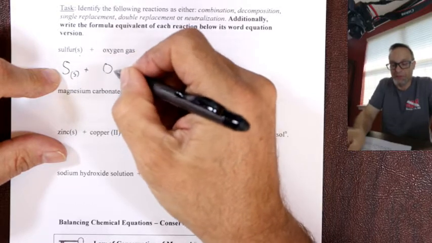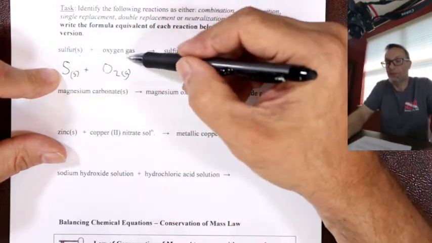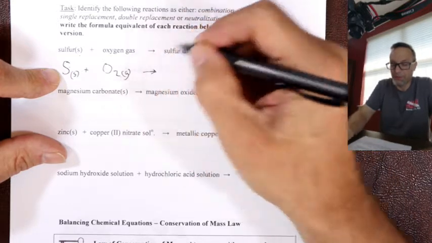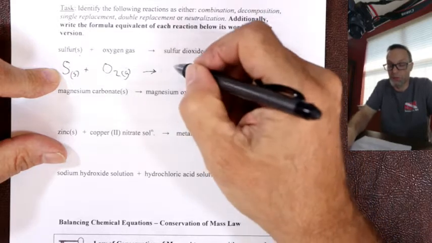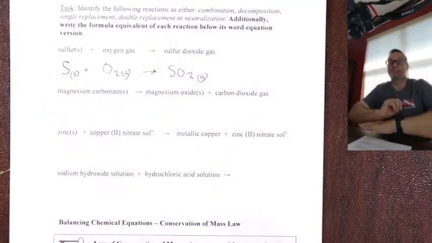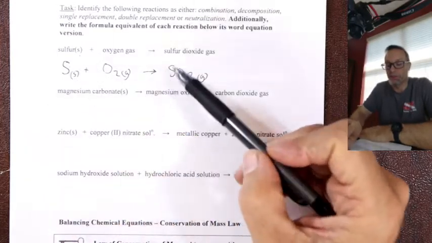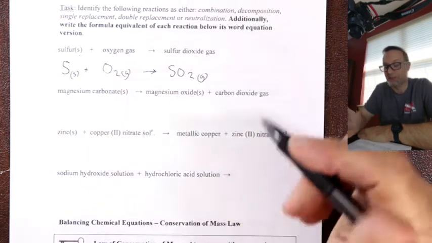With oxygen gas, we've seen this before. So I'm going names to formulas, turns into sulfur dioxide. Now you know how to turn molecular names to formulas, right? So 1 sulfur, 2 oxygens, there we go, sulfur dioxide. That's a self-balancing equation. 1 sulfur, 2 oxygens, 2 oxygens. There's no other work necessary to balance it, okay?